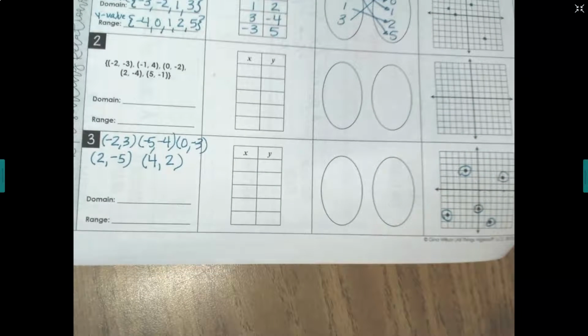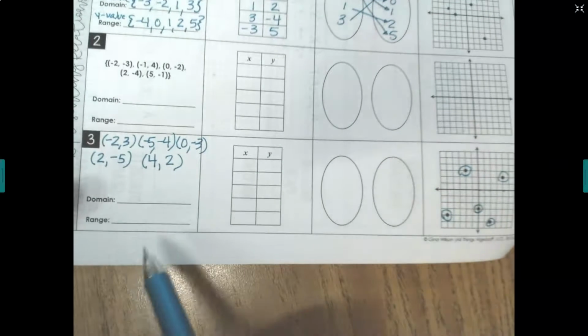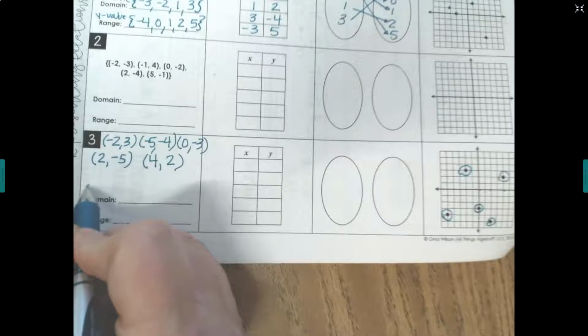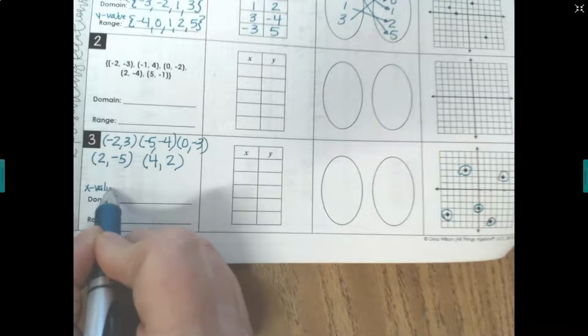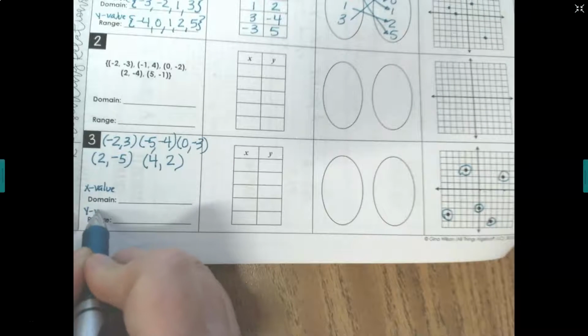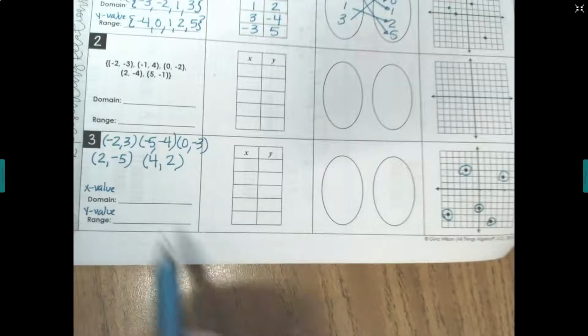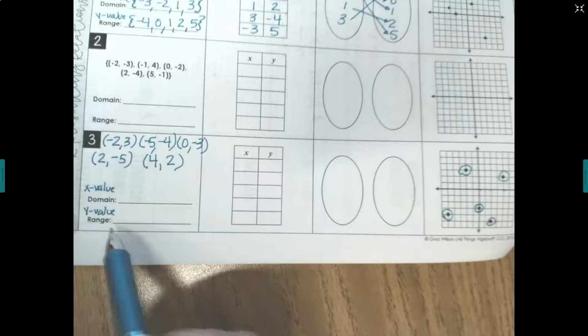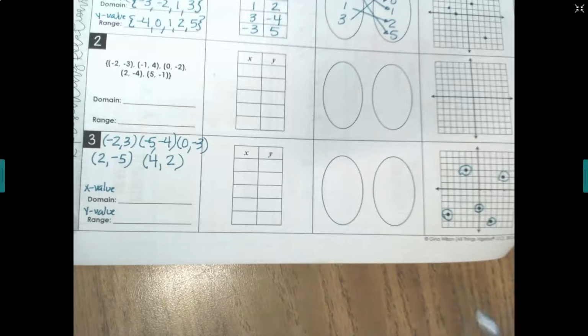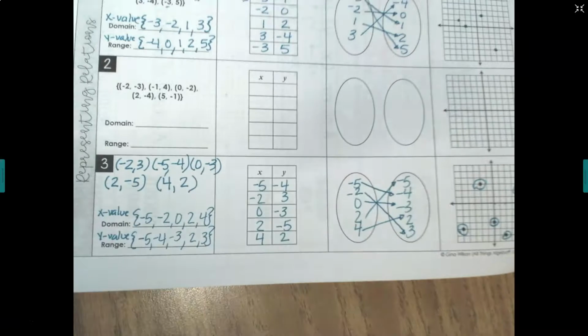Now, I'd like you to pause the video and pull out the domain and range. Remember, these are the X values for the domain, the Y values for the range. Just like we did in number 1, write them in the table of values, try the mapping, and come back to see how you did. All right, so let's take a look.